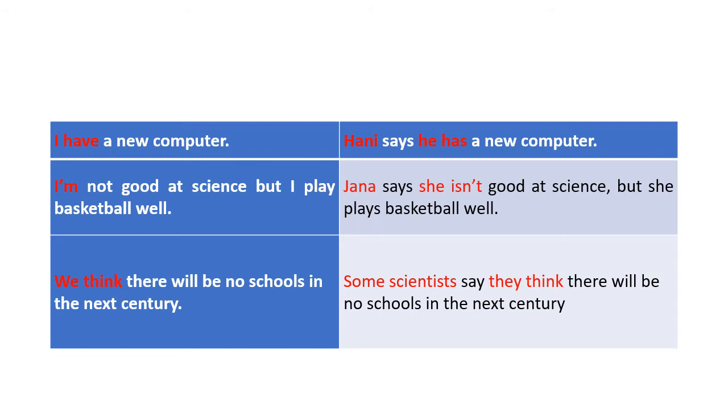Have would be changed into has. Do would be changed into does. Lock would be changed into locks. Okay? I'm not good at science, but I play basketball well. Jenny says she is not. We think. Some scientists say they think there will be, instead of saying we, we change it into they. There will be no schools in the next century.